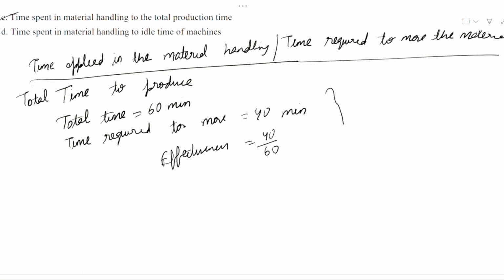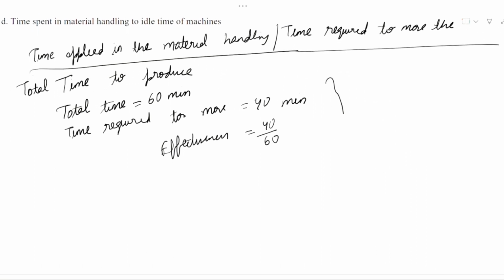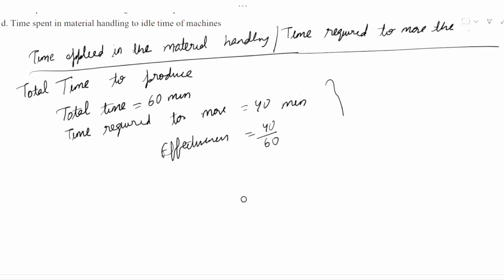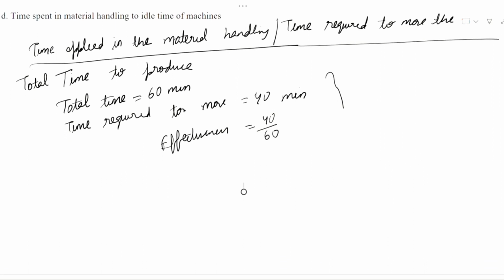That means, how much percentage of the time efforts are made in moving the material out of the total production time. So this is one parameter: the time required for the process of material handling divided by total time required for production. So the ratio of the time spent in material handling to the total time of production.